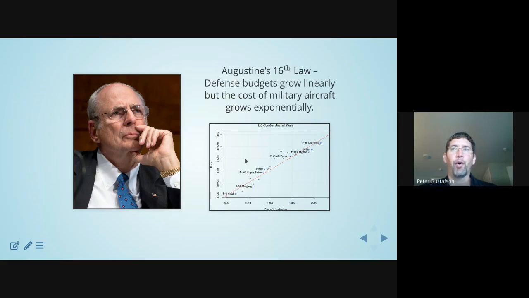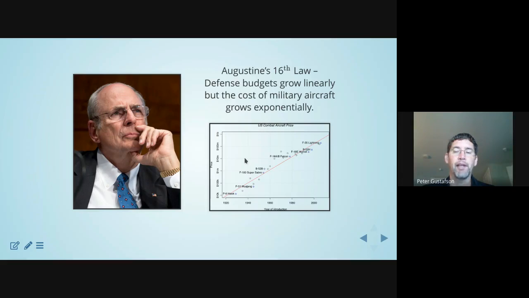And he put forth a whole bunch of what he calls laws. They were observations that he made about the aerospace industry. There were on the order of 100 of them, of which perhaps the 16th is the most famous. It's the one that I want to mention to you right now. And that is that defense budgets grow linearly, but the cost of military aircraft grow exponentially.